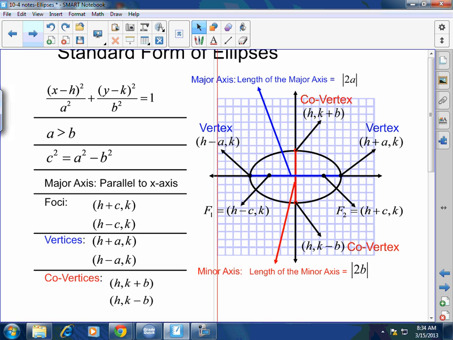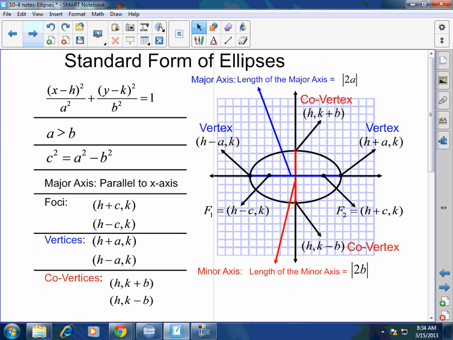Standard form of ellipses. All right, guys, please pay attention here. The standard form of an ellipse is x minus h squared over a squared plus y minus k squared over b squared. A is greater than b, so pay attention.